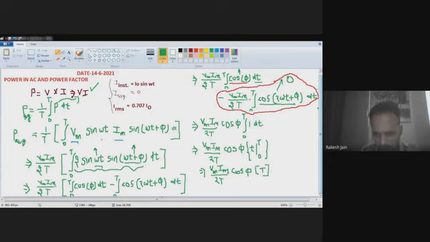Now the denominator T and this numerator T cancel each other, and you will remain with only Vm Im upon 2 cos phi. See very carefully: the average power becomes Vm Im upon 2 cos phi. So you find that the average value formula is now Vm Im upon 2 cos phi. Now I am going to teach you about this side.